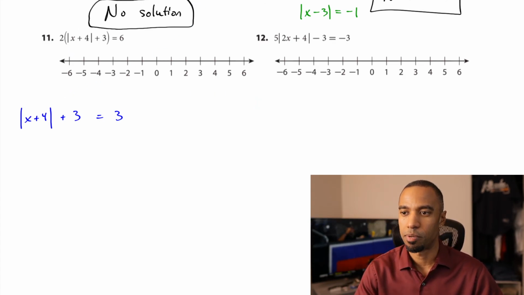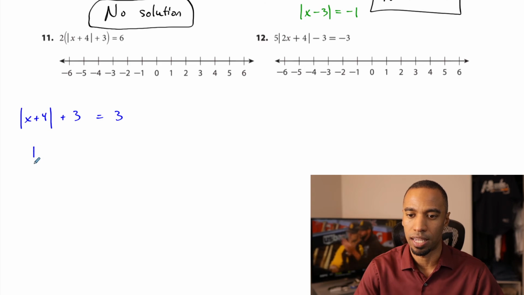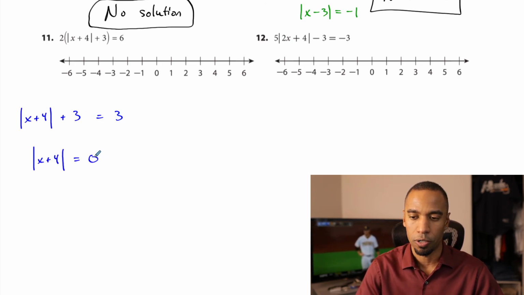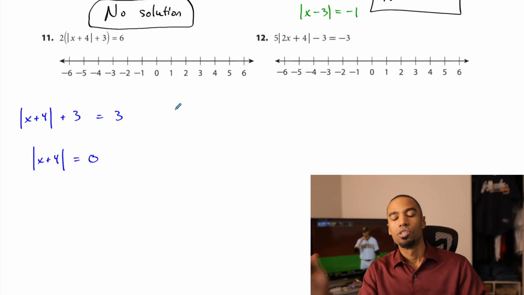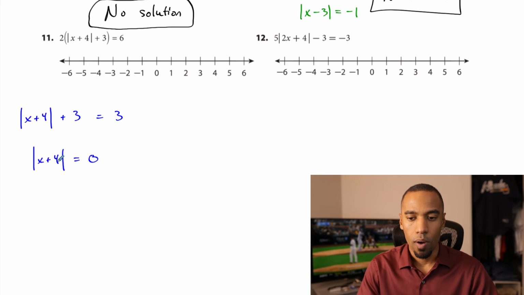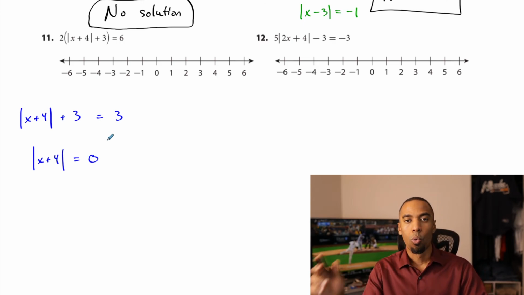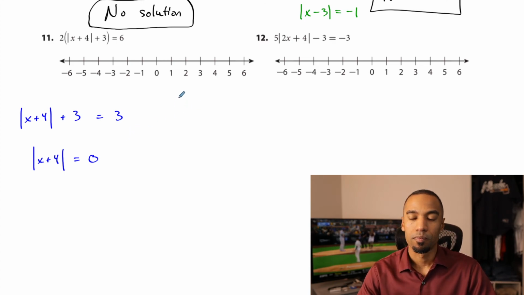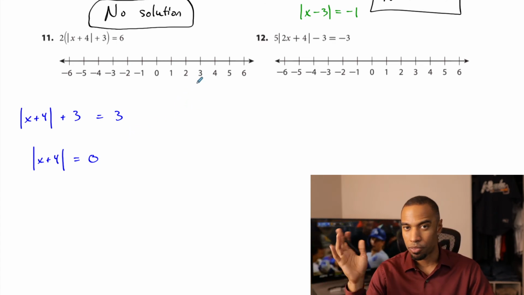All right, so right here, I'm going to subtract 3 from both sides, guys, and we get the absolute value of x plus 4 equals, 3 minus 3 is 0. So I take the absolute value of some quantity, and my result is 0. What can I take the absolute value of and get 0? Well, 0. Now, this is one of those other cases.